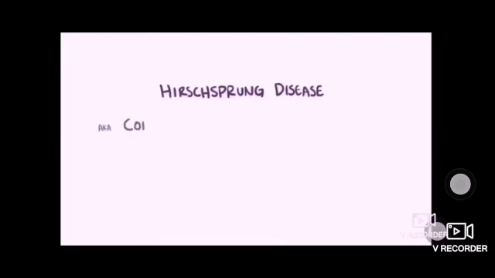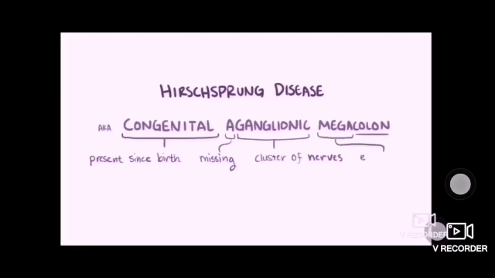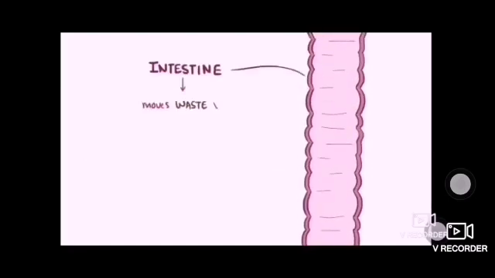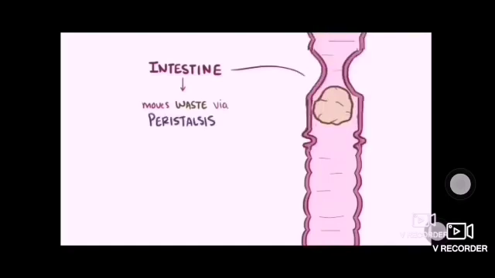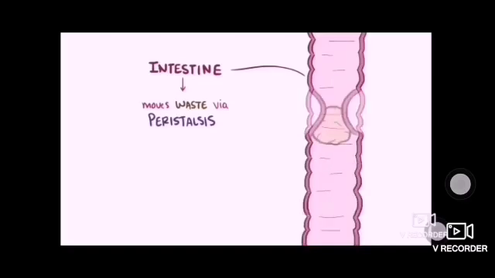Hirschsprung disease is also known as congenital aganglionic megacolon. So Hirschsprung's is a disease that's present since birth, in which a ganglion, or a cluster of nerves, is missing, which ultimately leads to a blocked colon, causing it to enlarge. Alright, so the intestines move waste through the bowels via peristalsis, which is this series of coordinated wave-like muscle contractions that help move feces in one direction. And this is essentially automatic, happening without you even having to think about it.